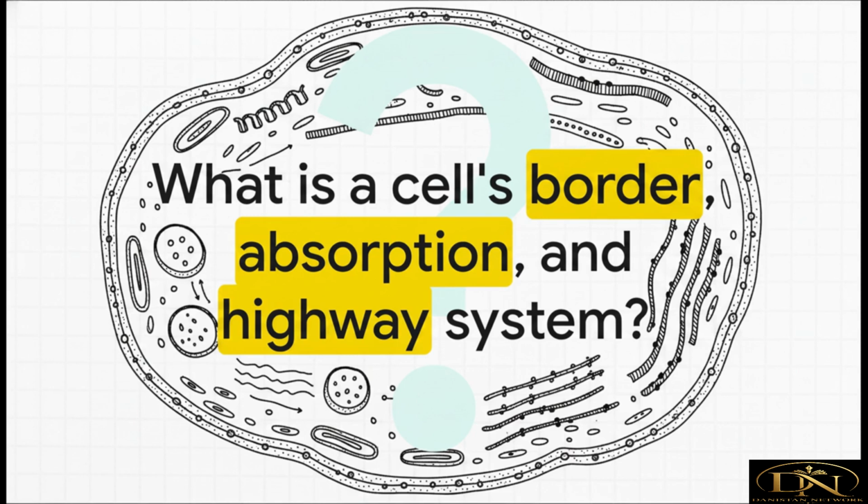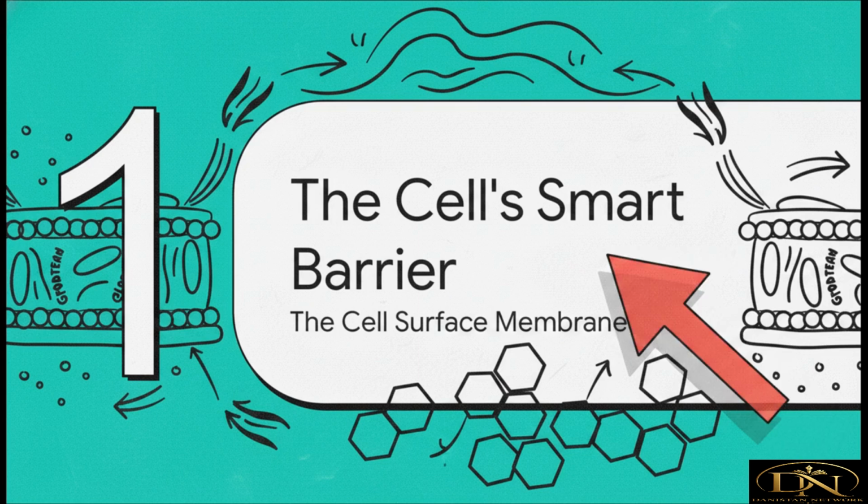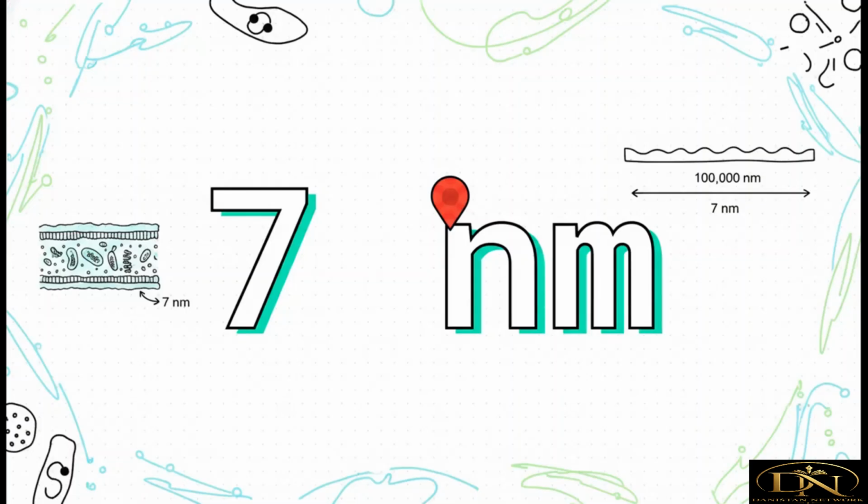We'll look at three key components, starting from the very edge of the cell and then diving deeper inside. All right, first up, let's check out the cell's boundary, the all-important cell surface membrane. Okay, get this. This membrane is incredibly thin. We're talking only about 7 nanometers. It's almost impossibly small to imagine.